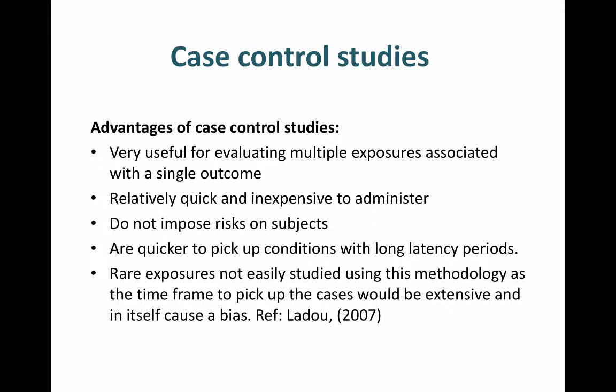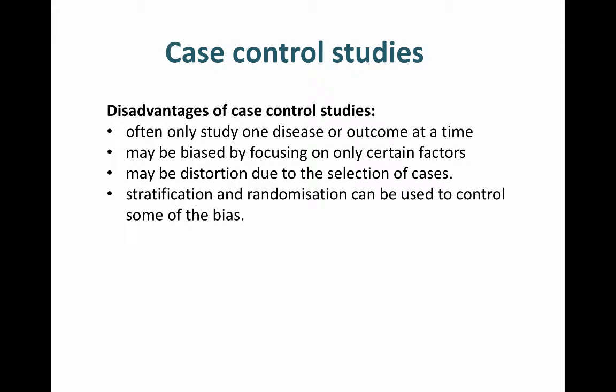Clearly, rare exposures would not easily be studied using this methodology, as the time frame to pick up the cases would be extensive and in itself cause a bias. Case control studies also have a number of disadvantages in that they often only study one disease or outcome at a time, they may be biased by focusing on only certain factors, or there may be distortion due to the selection of cases. Stratification and randomization can be used to control some of the bias.